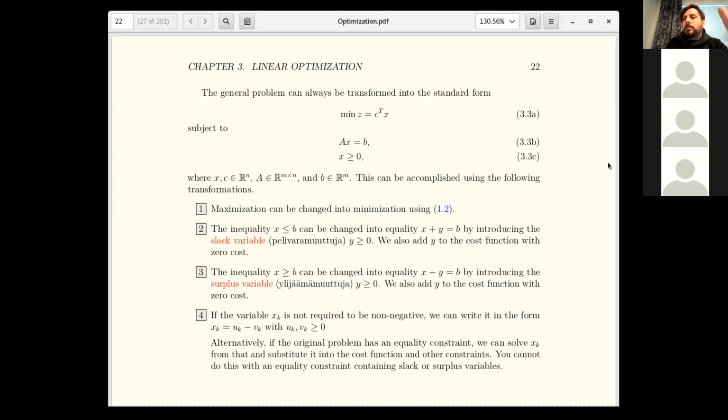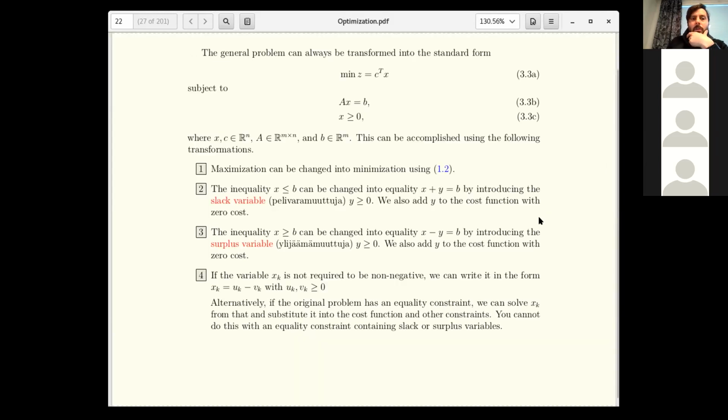It also enters the cost function. These surplus and slack variables are also introduced into the cost function, but they have a 0 coefficient, so they don't affect the cost itself. They're just there as placeholders for making these constraints equalities.